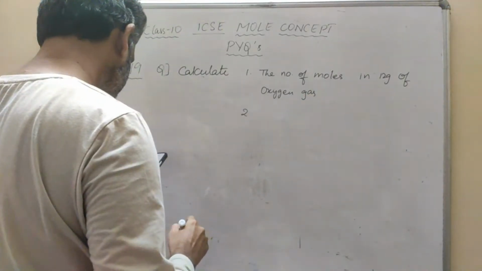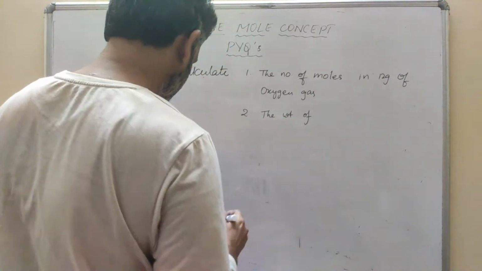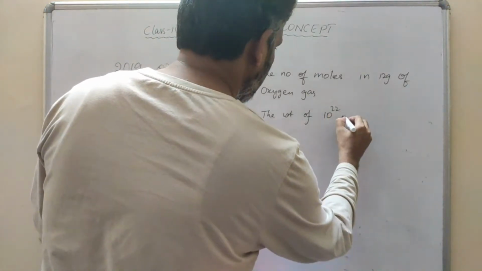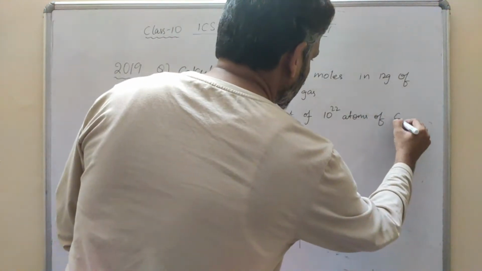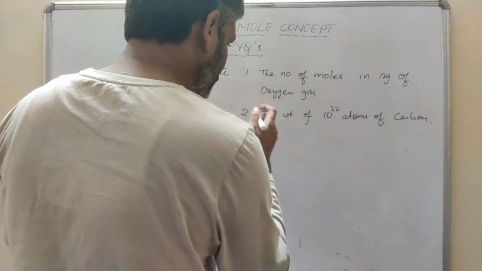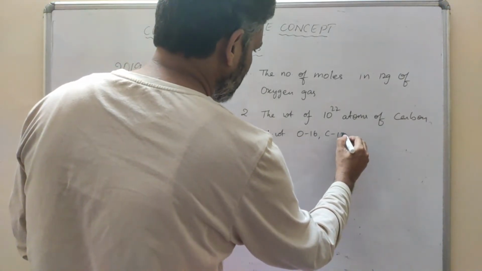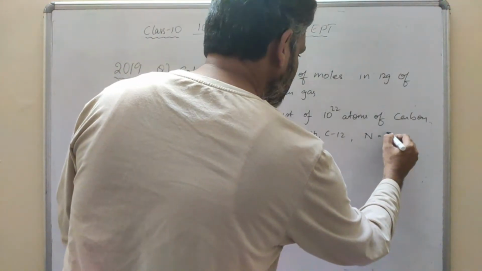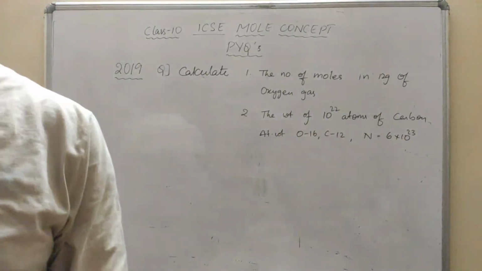And second bit, the weight of 10 power 22 atoms of carbon. It's given that the atomic weight of oxygen is 16, the atomic weight of carbon is 12, and Avogadro's number is given as 6 into 10 power 23. So this is the question given.